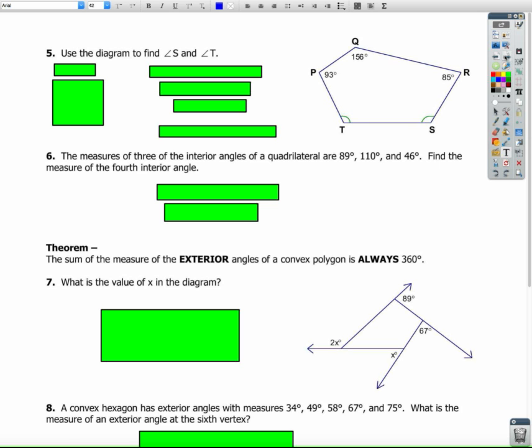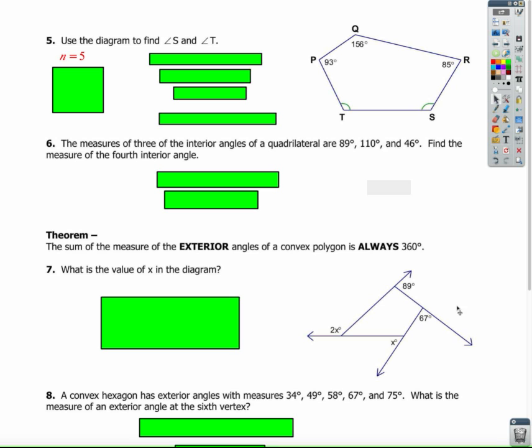Example number 5 says to use the diagram to find angle S and angle T. The first thing I need to look at is what type of figure this shape is. This polygon has 1, 2, 3, 4, 5 sides, so n equals 5. Now, what should the interior angles of this figure equal? Using n equals 5, I can use the formula I used on the previous page to find out that the interior angles of this pentagon should equal 540 degrees.